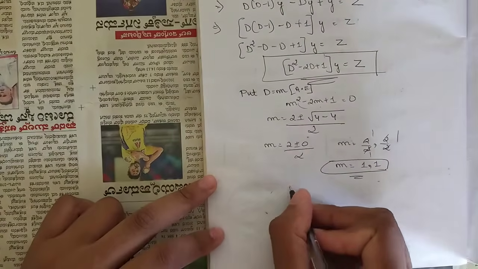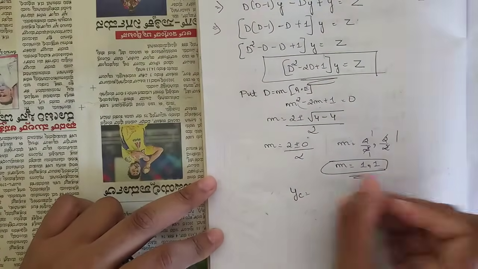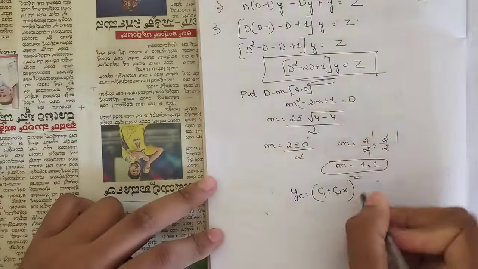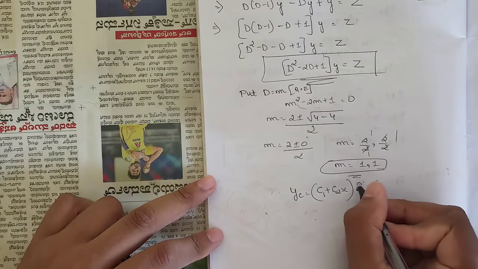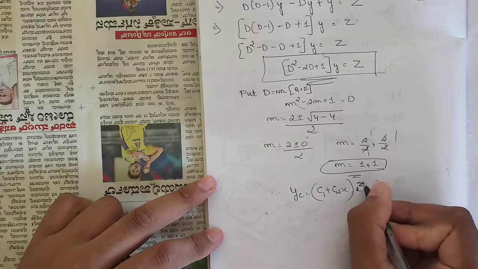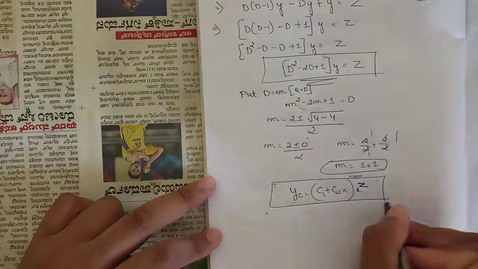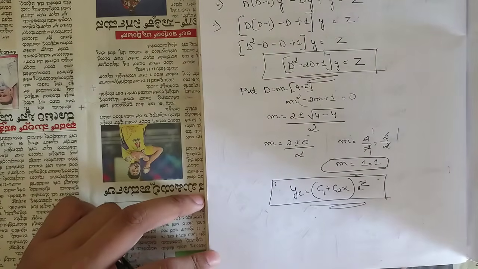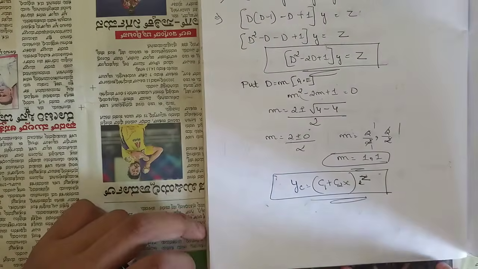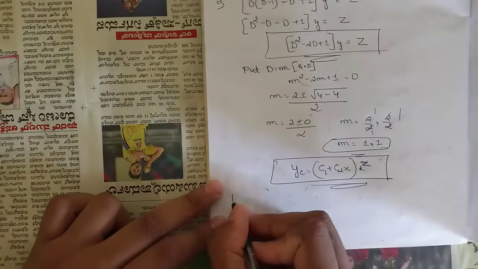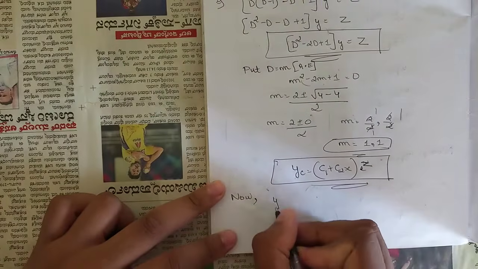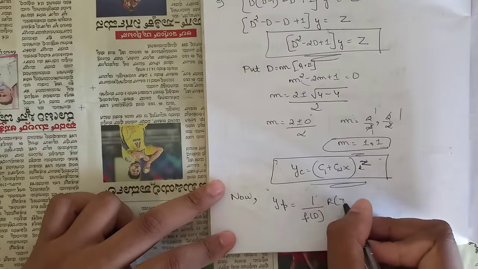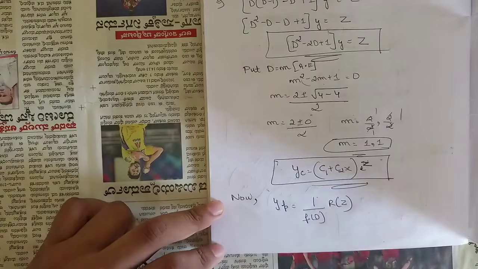Now we get the complementary function. Since the roots are repeating, it is c1 plus c2 x into e power the root. In the definition we have said that it is a function of e power z, so wherever there is an x term, we need to replace it by z, because this is a function of z. So this is our complementary function. Now again we need to find the particular integral. The formula is 1 by f of D into r of z, so again it should be replaced by z.